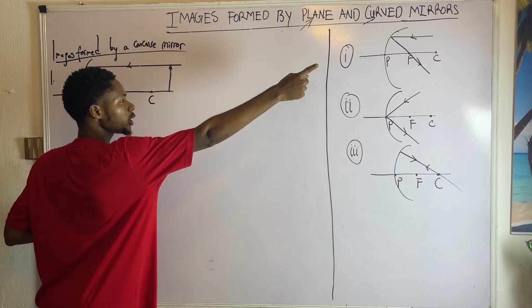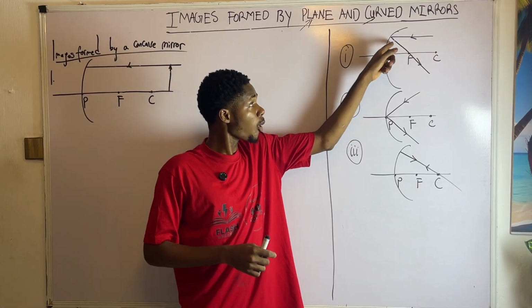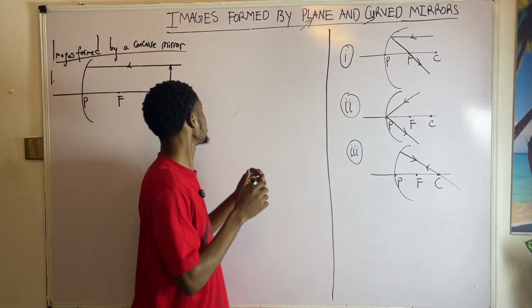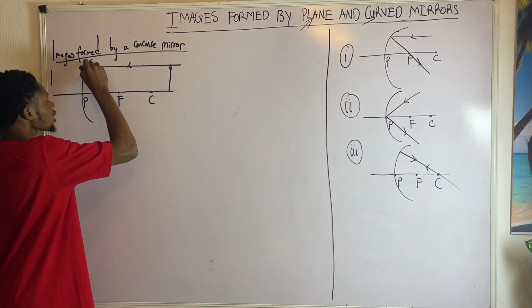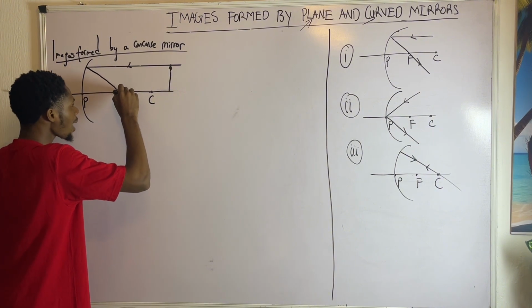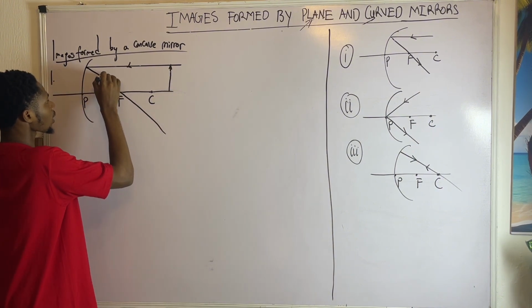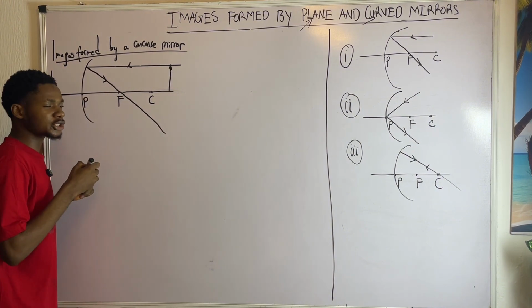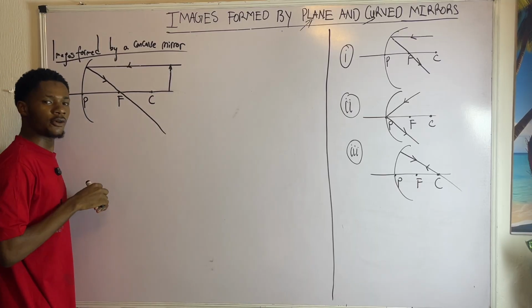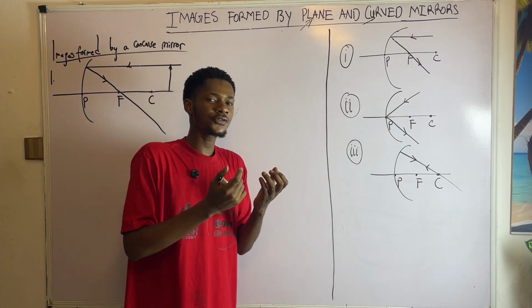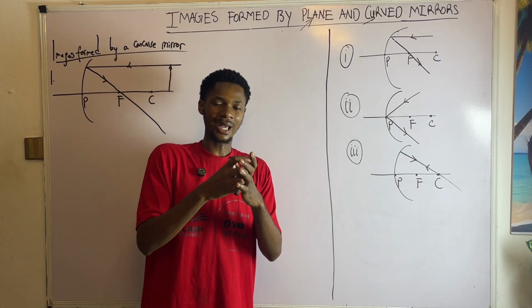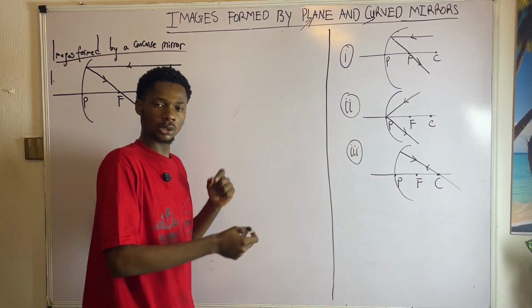Now the rule says when it travels parallel to the principal axis, it must reflect through the principal focus. Like I said, an image is formed where two or more rays of light intersect, so we don't need just one. We have to make use of another one.